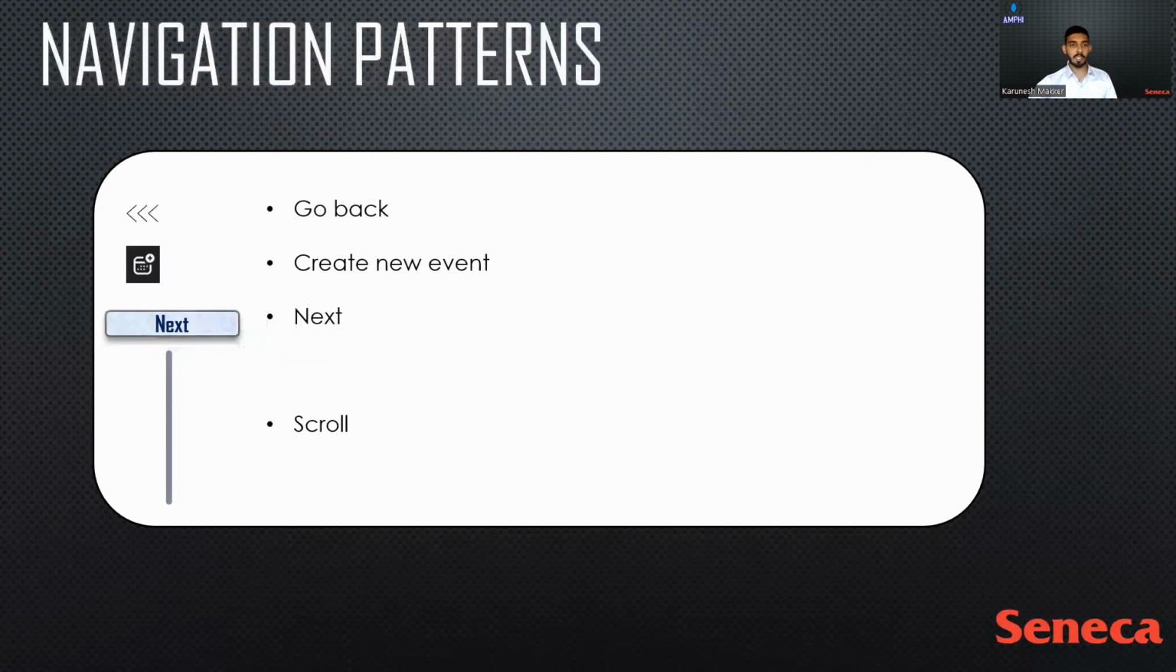Moving on to the navigation patterns. Navigation patterns help you to go from one element to another, or one screen to another. This is used for going back. This is to create a new event. This button is for taking you to the next page, and this will help you scroll down.